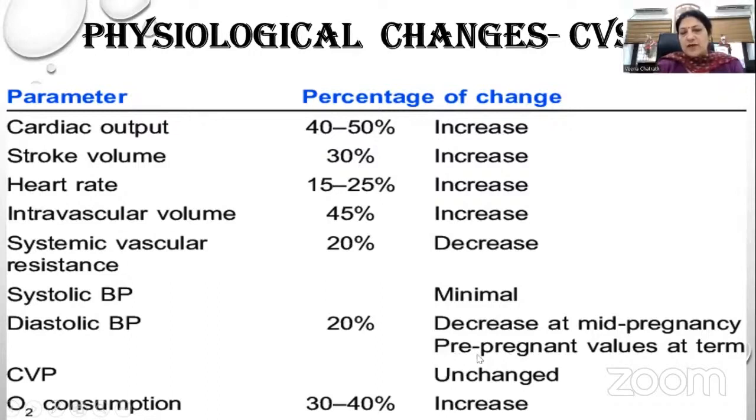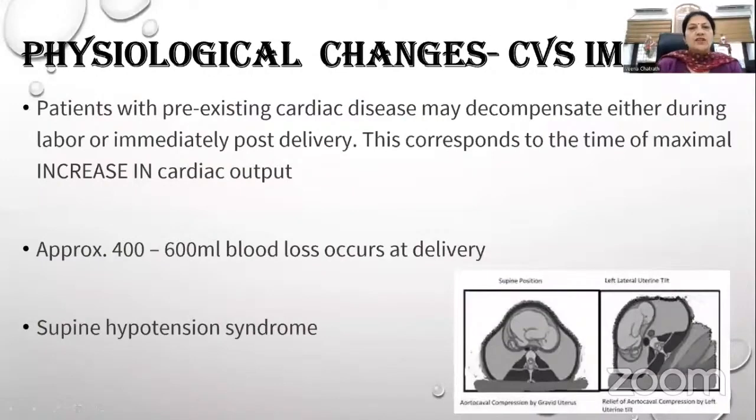The diastolic blood pressure comes to the pre-pregnant values at term, while the filling pressures like central venous pressure and pulmonary pressures are unchanged. Oxygen consumption also increases in pregnancy by 30 to 40%. Due to the changes in the cardiovascular system, patients with pre-existing cardiac disease may decompensate very rapidly in labor or in the immediate post-delivery period, as this corresponds to the time of the maximum increase in cardiac output.